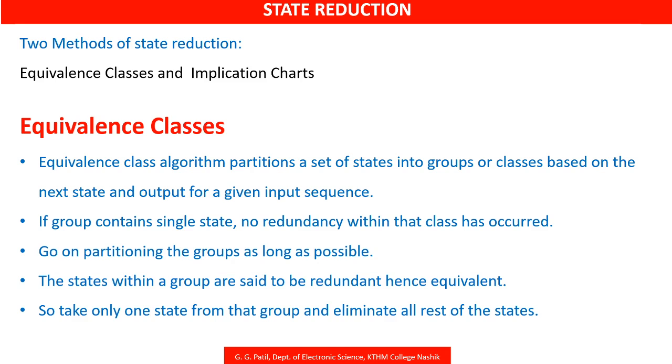What is to be done in the equivalence classes method? First, we have to partition the states into groups, and each group is called a class. The states in that group are equivalent states. We represent that group with a single state. If there is only one state in the group, then no redundancy has occurred within that class. The states within the group are redundant. In that way, we can use the equivalence classes method of state reduction.